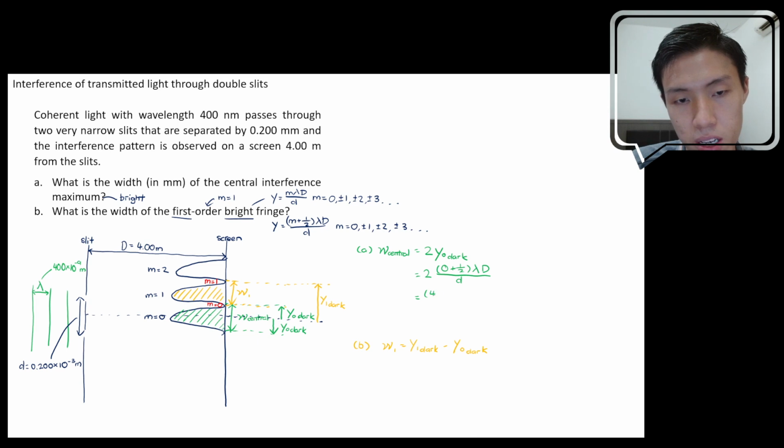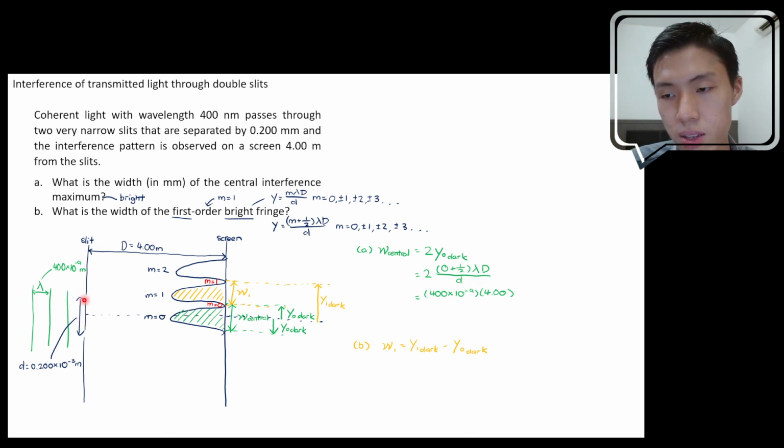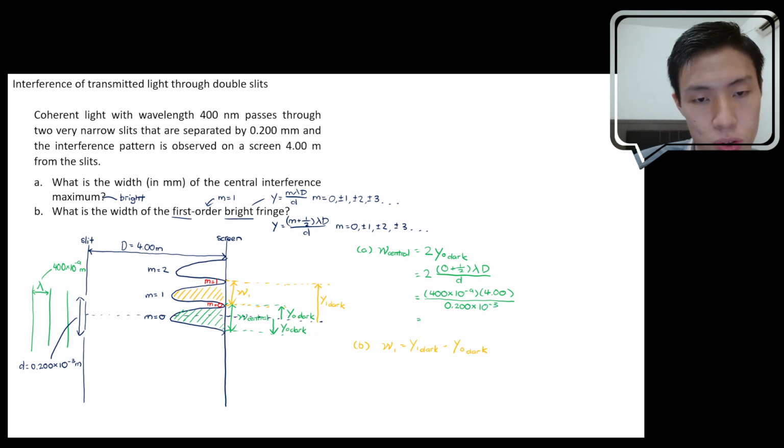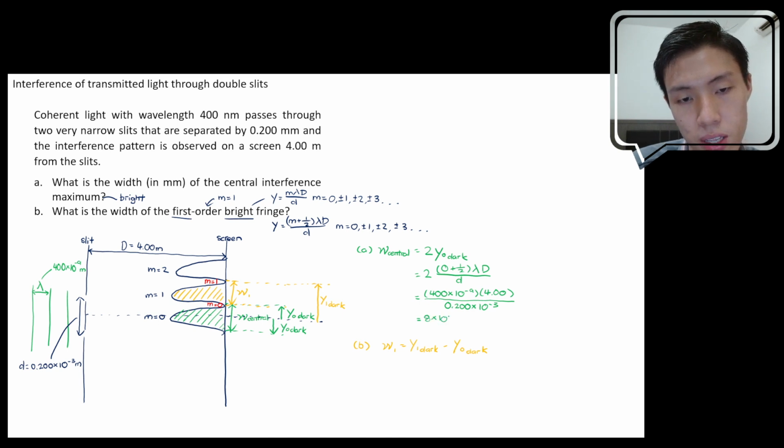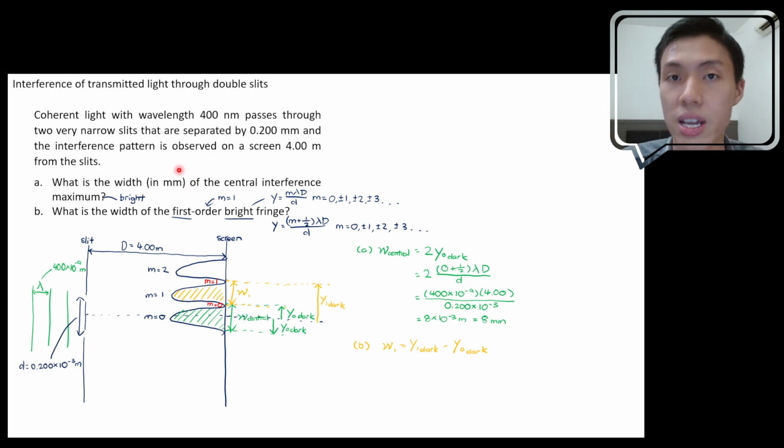So substitute lambda is 400 times 10 to the power negative 9. The distance between slit and screen is 4 meter. Then your small d, the distance between slits, will be 0.2 mm. You substitute in everything. If you do your calculation, I believe you get the width of your central to be 8 times 10 to the power negative 3 meter, which if you convert into millimeter, will be 8 millimeter. Why do you convert to millimeter? Because that's what the question asks for.